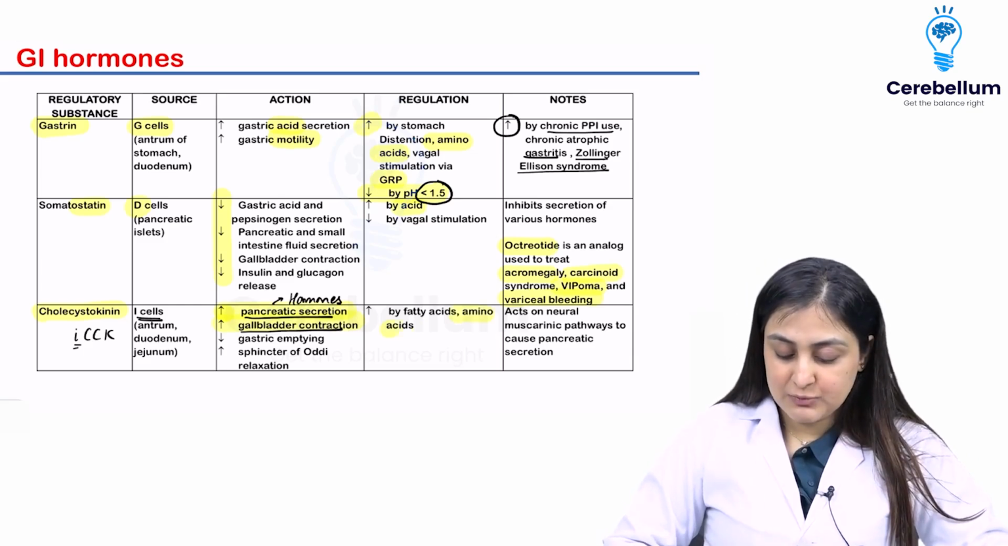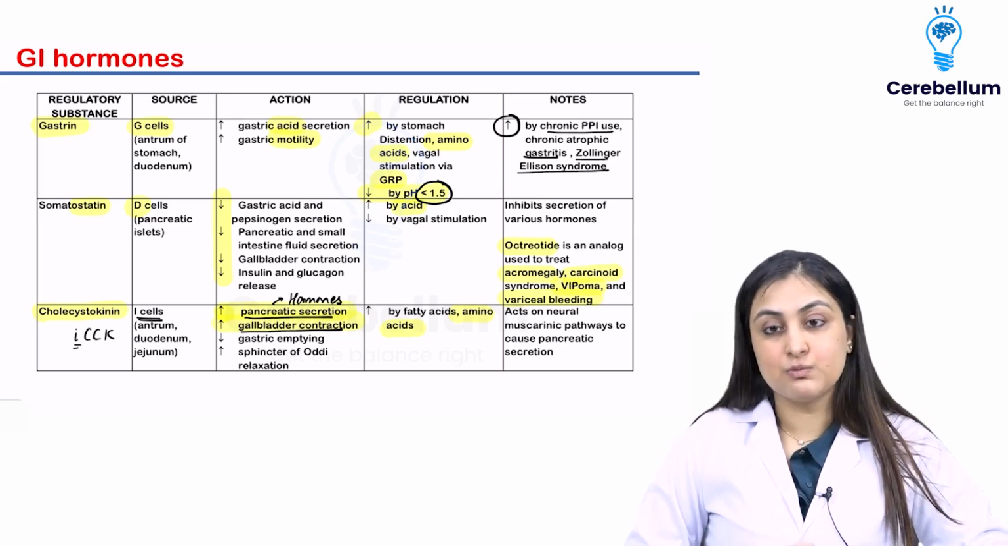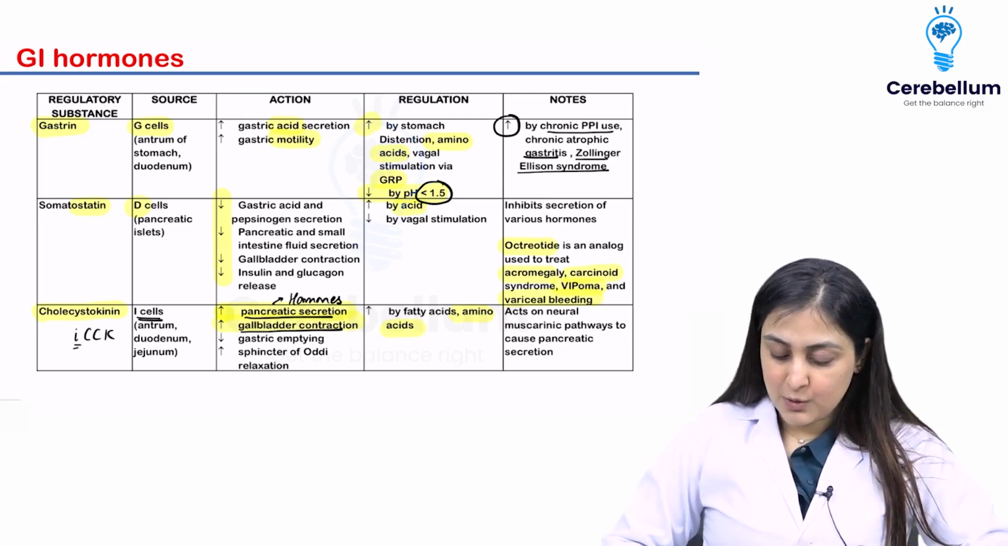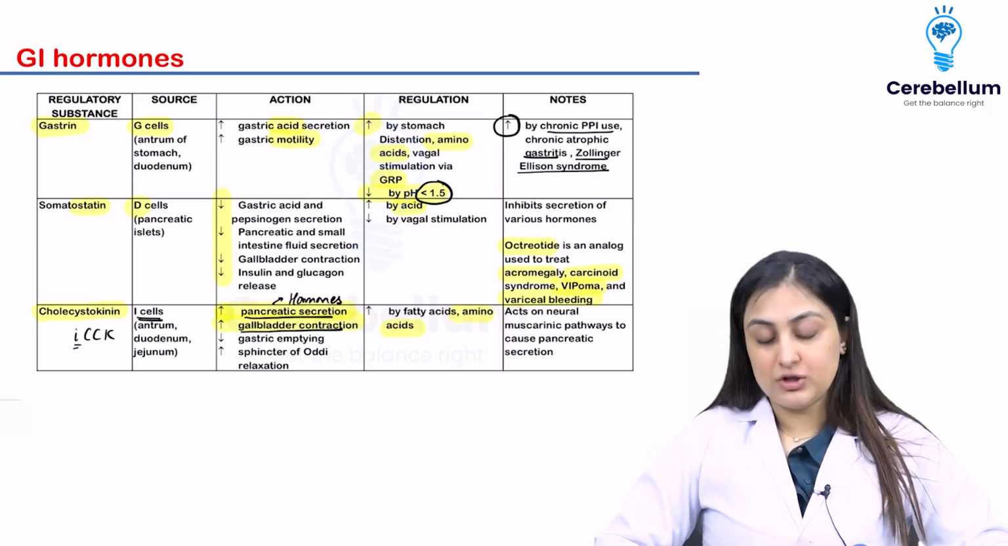Again, the most potent stimulus here is amino acids more than fatty acids, and this is via the neural muscarinic pathway, the cholinergic pathway.